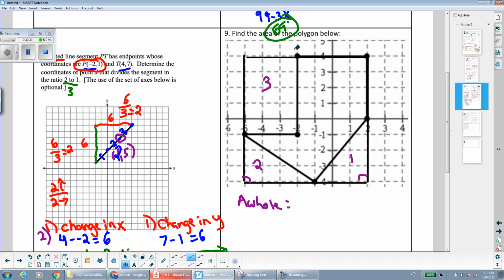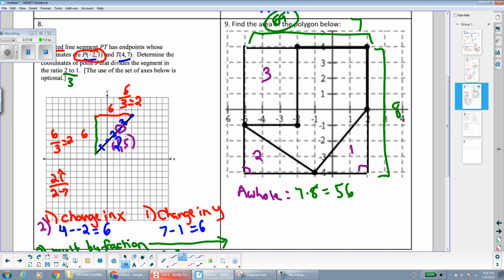That is 1, 2, 3, 4, 5, 6, 7. This whole thing is 7, and 1, 2, 3, 4, 5, 6, 7, 8. This is 8. So length times width would be 56 units squared. Now I'm going to find the area of triangle 1, which is 1/2 base times height, which is 1/2 times 12, which is 6.